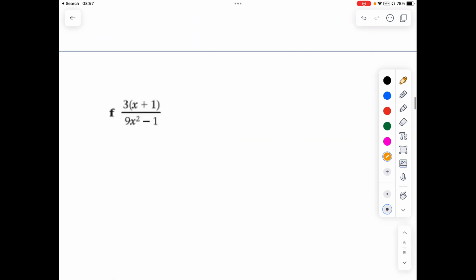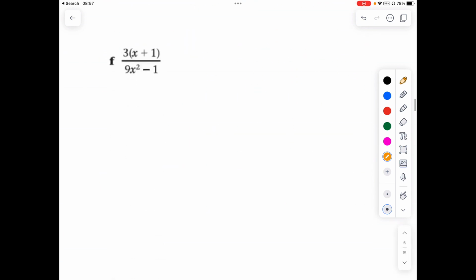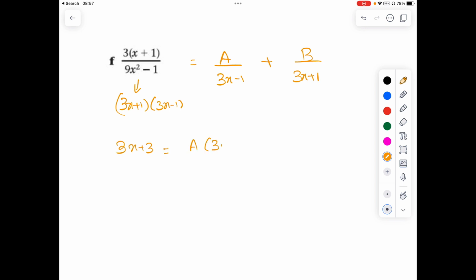So next, question number F. Partial fractions: this can be factorized as (3x plus 1) times (3x minus 1). So A upon 3x minus 1 plus B upon 3x plus 1. So 3x plus 3 equals A times (3x plus 1) plus B times (3x minus 1).